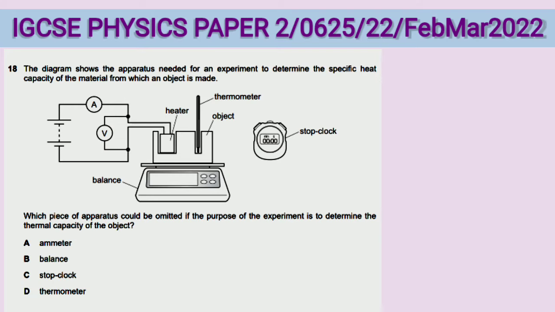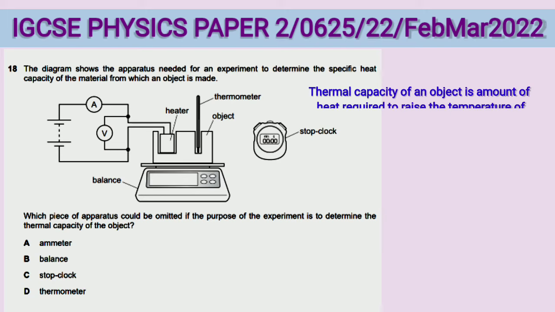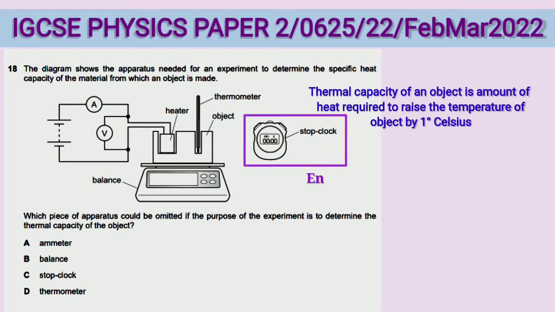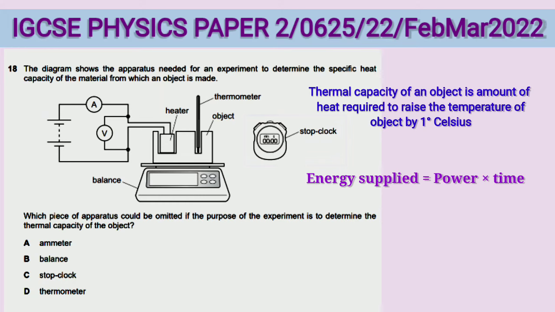Let us define thermal capacity first. Thermal capacity of an object is the amount of heat required to raise the temperature of object by 1 degree Celsius. To measure energy supplied, we have to have stop clock, because energy supplied is equal to power into time. To measure the rise in temperature, we need thermometer. Thermometer is needed to measure current for calculating power VI.